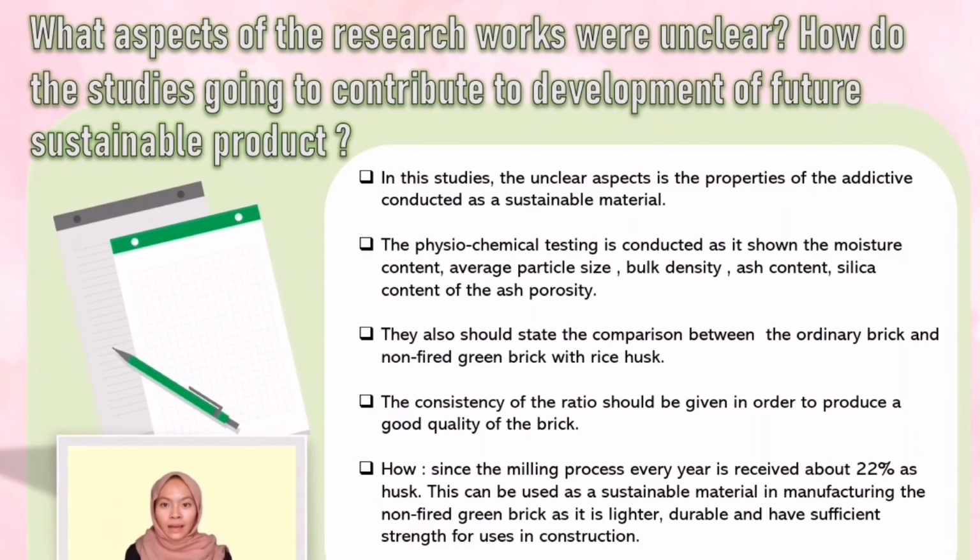What aspects of the research work were unclear? How do the studies contribute to the development of future sustainable products? In the study, the unclear aspect is the properties of the additive rice husk as a sustainable material. The physiochemical testing is conducted. It shows the moisture content, average particle size, bulk density, ash content, silica content, and the porosity. It also should state the comparison between the ordinary brick and non-fire grain brick with rice husk. The consistency of the ratio should be given in order to produce a good quality of the brick. Since the milling process here receives about 22% as husk, it can be used as a sustainable material in manufacturing non-fire grain brick as it is more likely durable and has sufficient strength for use in construction.